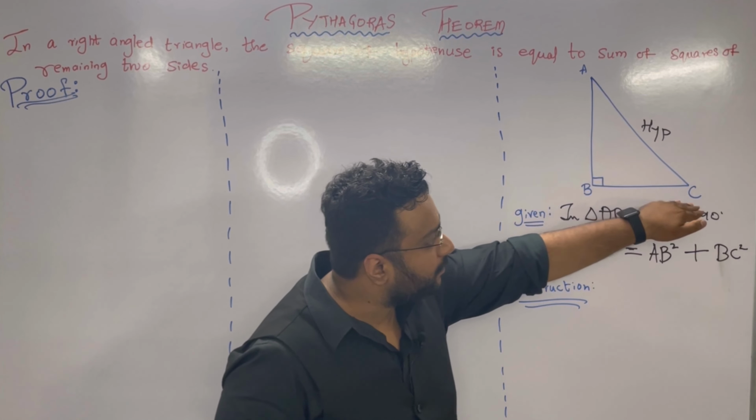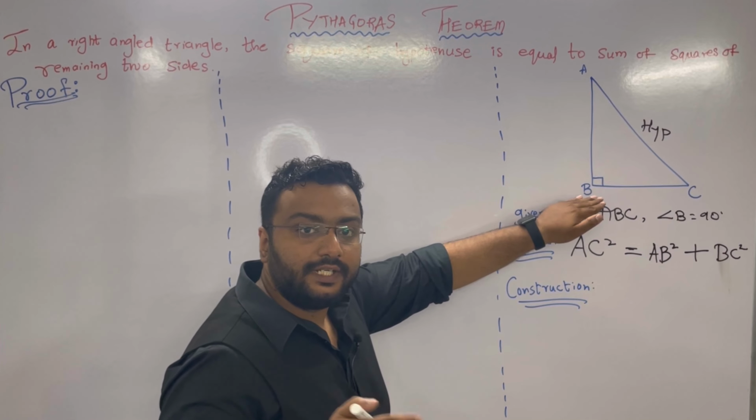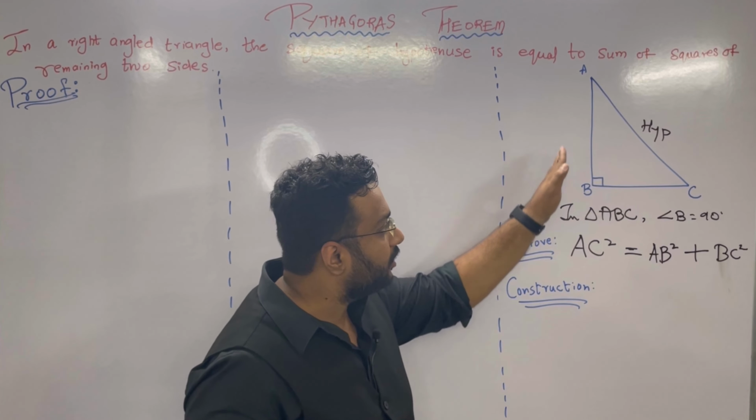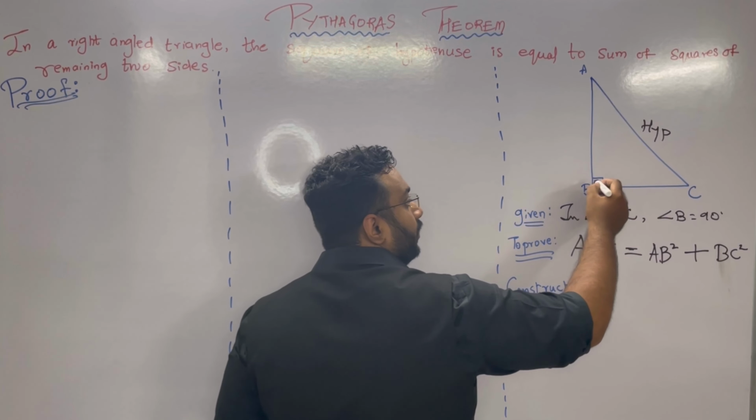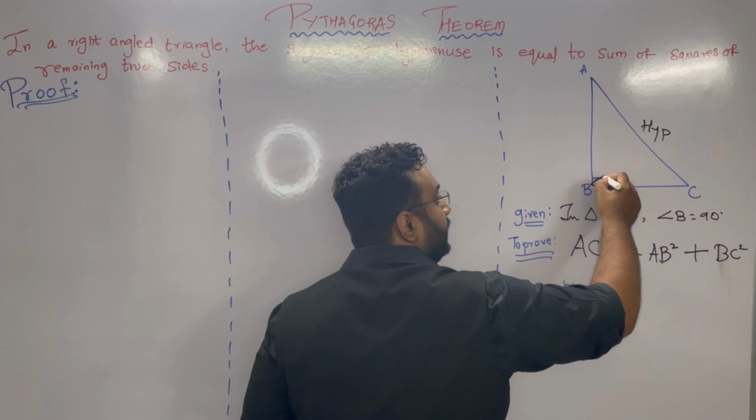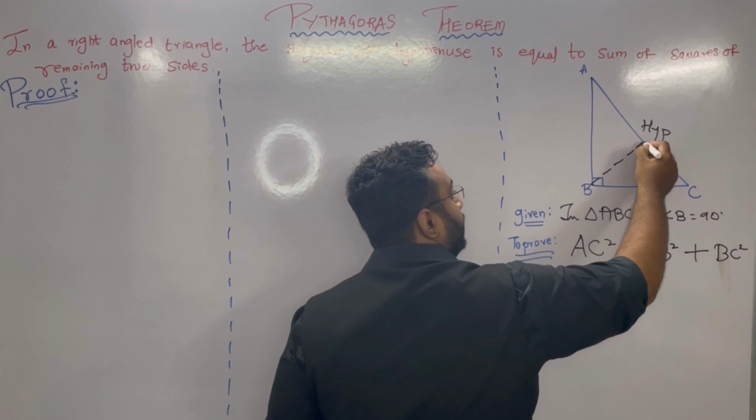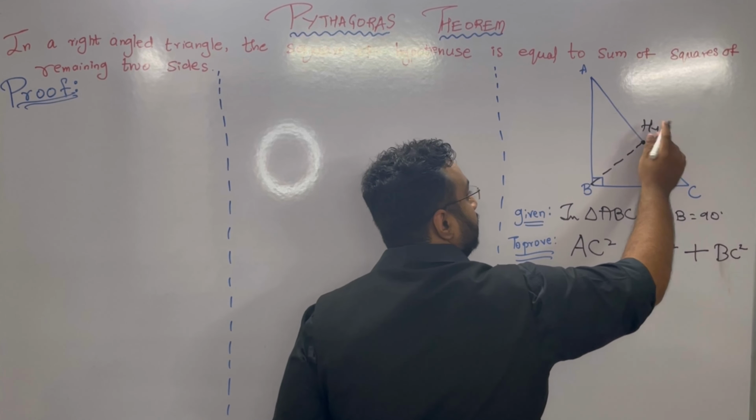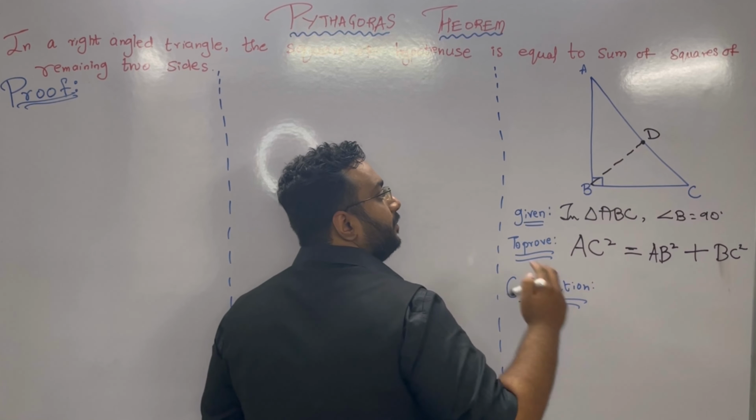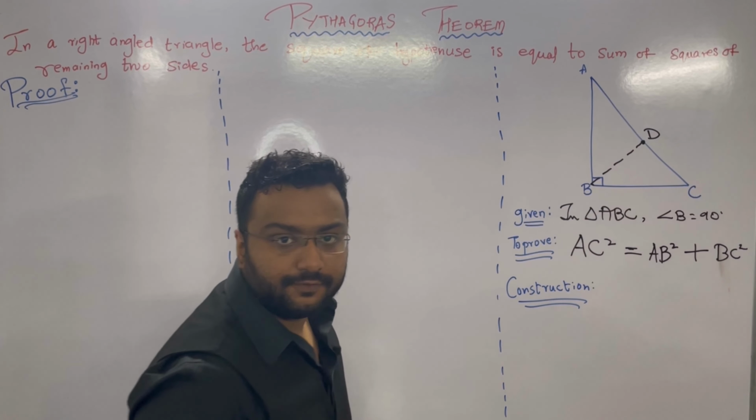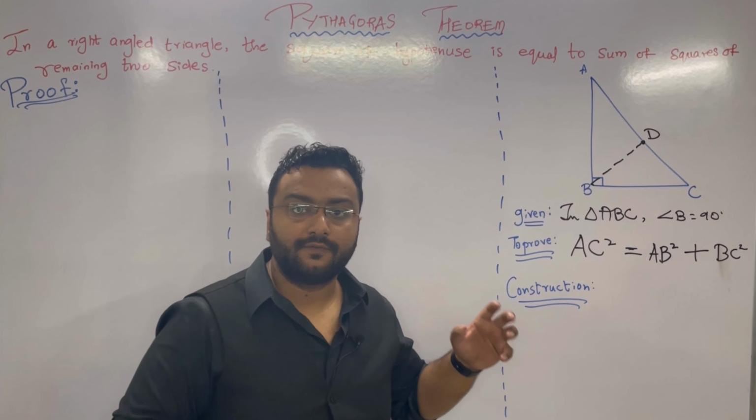Similarly, from C also a perpendicular already exists. BC is perpendicular to AB. So which vertex is left? If you observe, the remaining vertex is B. So from B, you can draw a perpendicular. I hope everyone is clear till here. We cannot draw it from A and C because a perpendicular already exists from A and C. And if you observe, I have drawn a perpendicular from B.